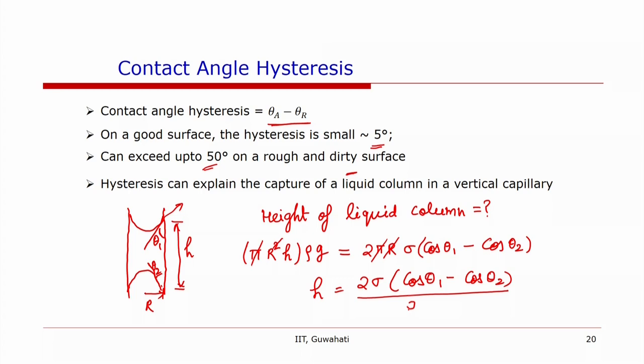And we can see if theta 1 is equal to theta 2, then h is 0 here. The maximum is limited because theta 1 is limited by theta r, the receding contact angle, and theta 2 is limited by theta a, the advancing contact angle. So the h maximum that can be is 2 sigma, cos theta r minus cos theta a, over rho g r. Okay, so that is about the contact angle hysteresis.